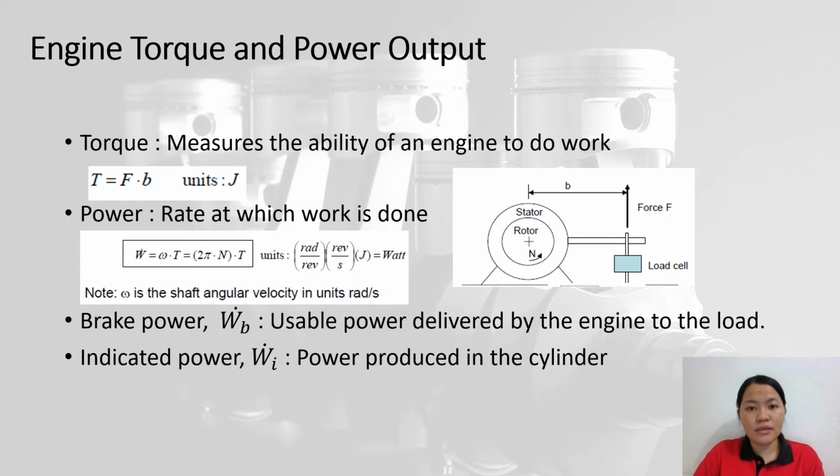Brake power is the amount of power measured at the output shaft, whereas the indicated power is the power produced in the cylinder. Generally, the brake power is lower than the power generated by the gas in the cylinders due to the mechanical friction and parasitic loads.